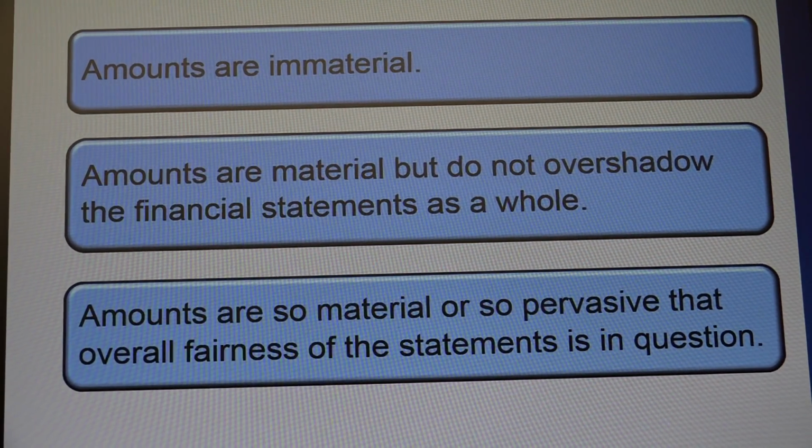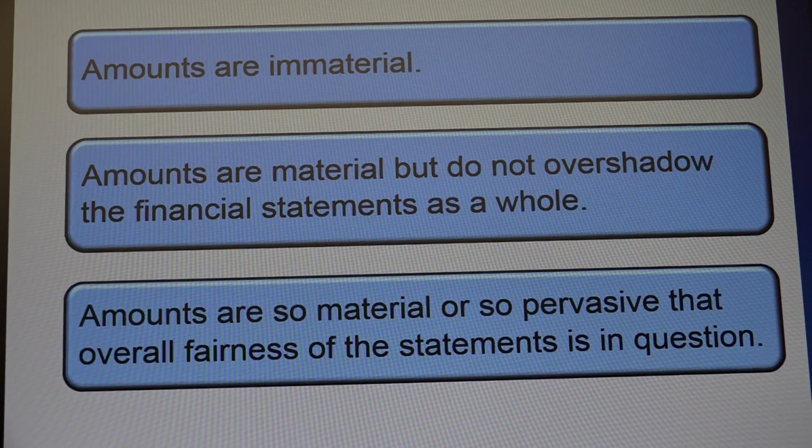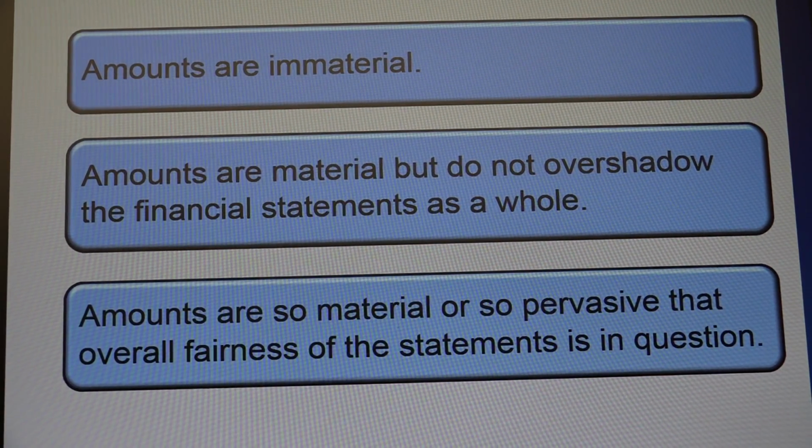Well, what happens where the amounts are so material or so pervasive that the overall fairness of the statements are in question? Well, again, you have to look at materiality, and you have to look at how many components of the financial statements are affected by this misstatement. And so if they're pervasive, what they mean there is that the misstatement affects numerous components of the financial statements. There's a good likelihood that you're going to have to issue an adverse opinion. You probably wouldn't issue a qualified opinion in that case.